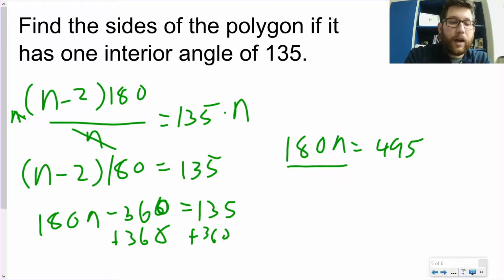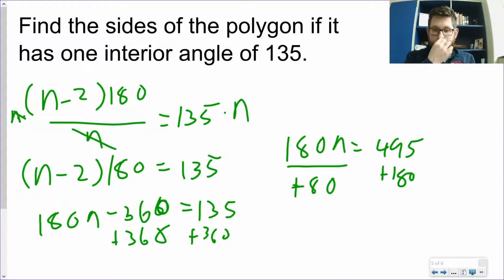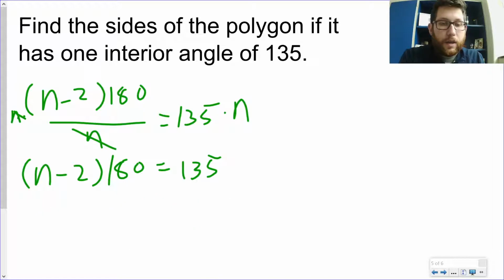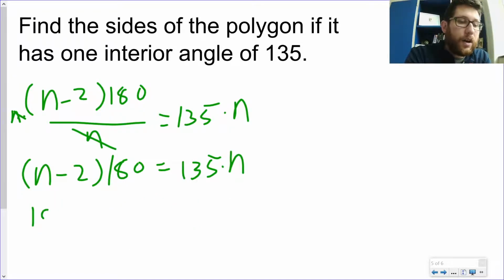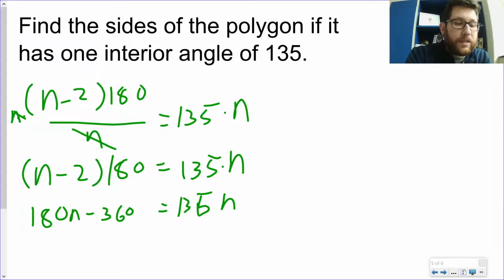And then I divide by 180. Oh, wait, no, what am I doing? Hang on. I made a mistake here, didn't I? This is 135n, so I can't just subtract. Sorry, I dropped the n somewhere: 180n minus 360 equals 135n. I knew this wasn't turning out right. So like I said, this is kind of a mess. It's easy to make mistakes like I just did.